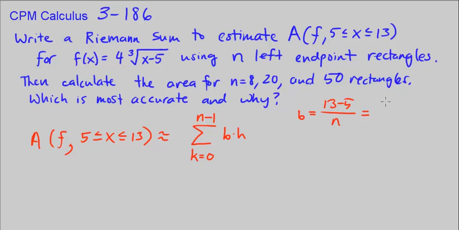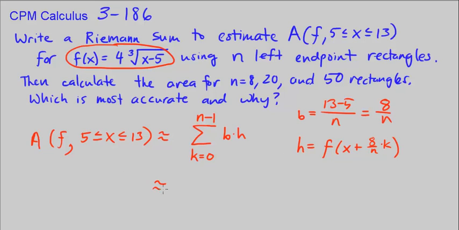All right, so 13 minus 5 is 8. So we have the base is 8 over n. And the height is just going to be our function's value, h is just going to be f of x. And then we're going to add 8 over n for every k. So let's go ahead and plug that in.